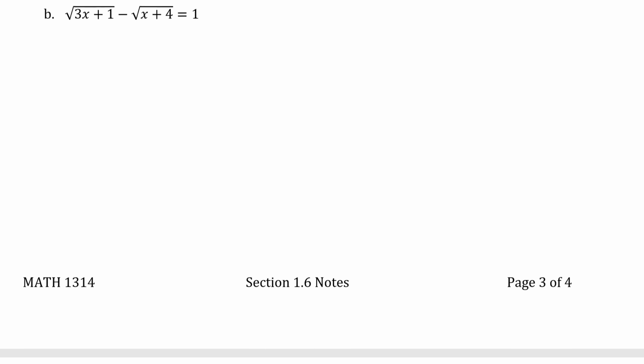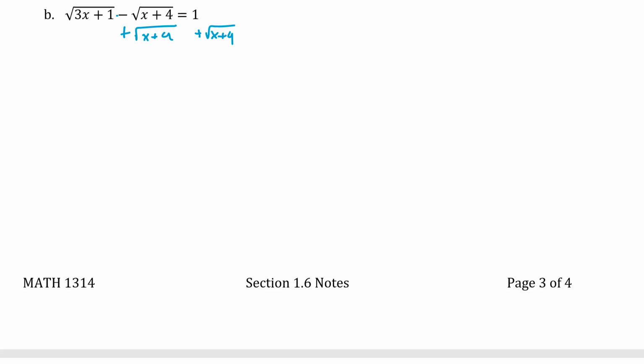Let's look at another example. Here we have two radicals. We have the square root of 3x plus 1 minus the square root of x plus 4 is equal to 1. So what we're going to do is isolate one of these radicals. So I'm just going to add the square root of x plus 4 to both sides.